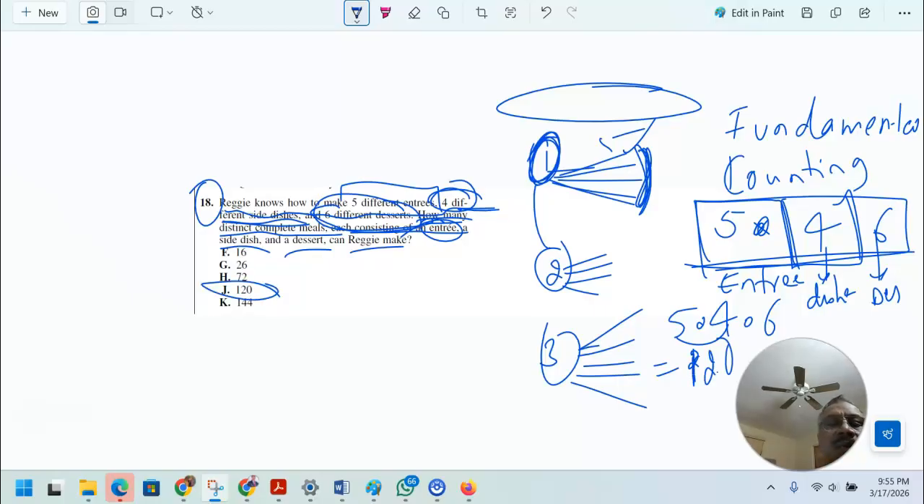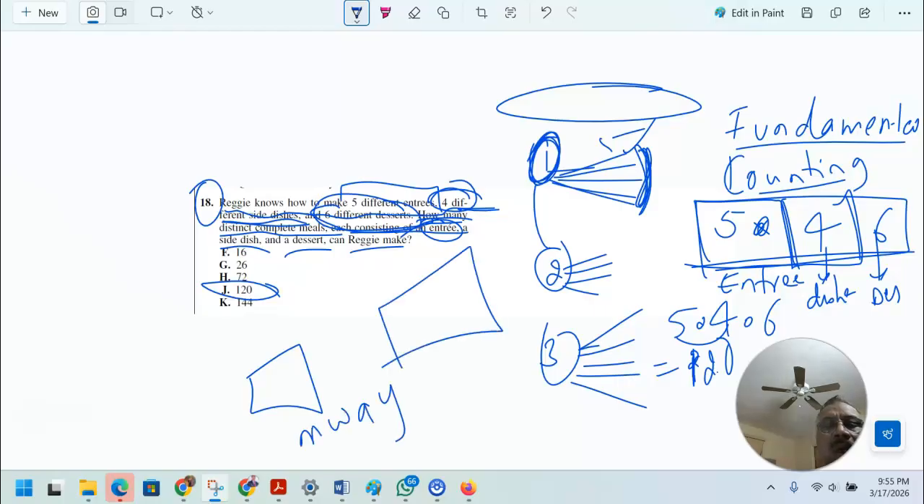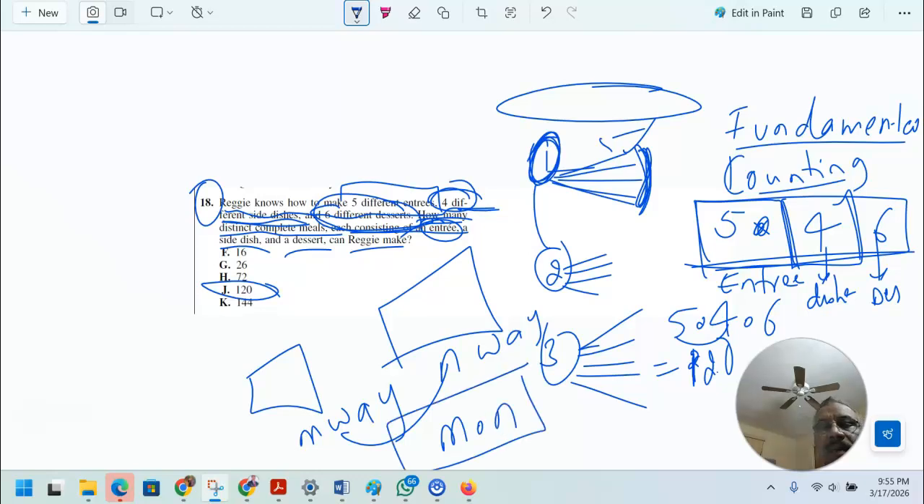So basically, the fundamental counting principle says if you can do one thing in m ways, and you can do the other thing in n ways, then the total number of ways that you can do both together is m times n. That's the fundamental principle of counting. But here we have 3 options. So you just extend m, n, and then whatever the third one.